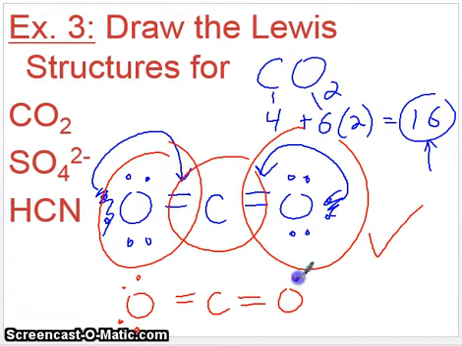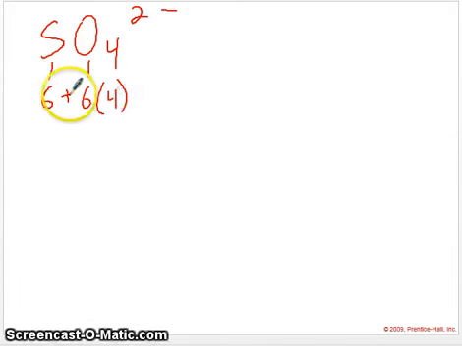All right, let's try the next few. Let's try SO4 2-. So first of all, go ahead and total up the number of valence electrons. From sulfur comes 6. From each oxygen comes 6. We have 4 of those. 24 plus 6 gives us a total of 32.